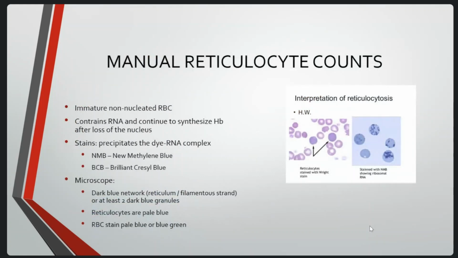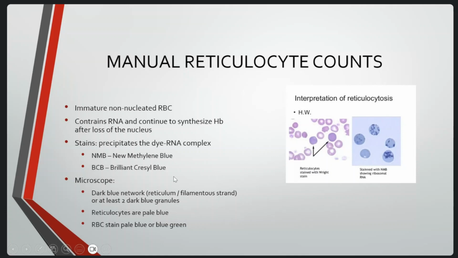The next important component of our CBC is the reticulocyte count. These are immature, non-nucleated red blood cells. I hope you are familiar with the maturation of our red blood cells. Before they are released into the peripheral blood, sometimes when there's an increase in the synthesis of red blood cells, these immature cells are also released into the peripheral blood. This is what they look like. They contain RNA and continue to synthesize hemoglobin after loss of the nucleus.